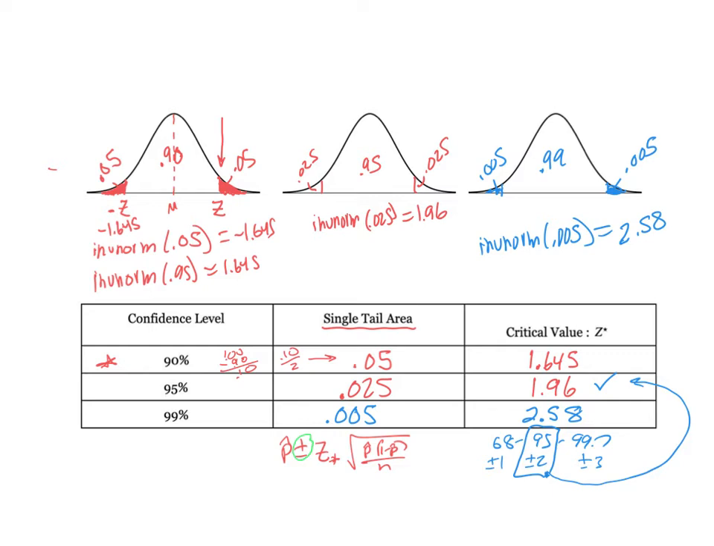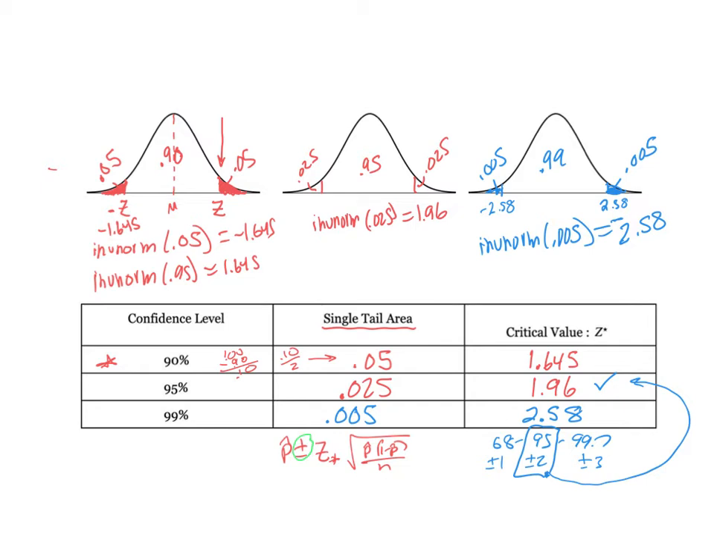And again, it would have come out negative 2.58, but I only need the positive version. This would be positive 2.58. This would be negative 2.58. So when I want to find a critical value for a certain level of confidence, you always put the level of confidence in the middle of a normal distribution, figure out what is left over on one tail on either side, and then inverse normal that amount.